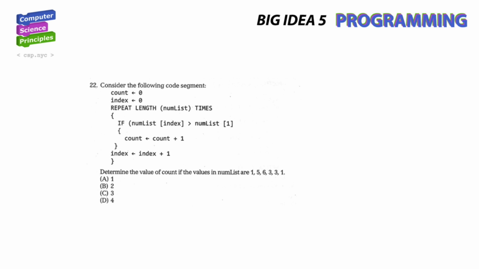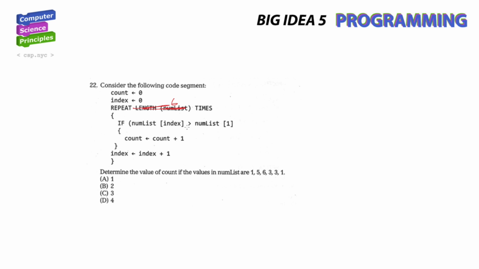Okay, here's 22. Consider this code segment and determine the value of count if the numbers are 1, 5, 6, 3, 3, 1. So repeat length numlist times. So numlist is 1, 5, 6, 3, 3, 1. This is going to repeat 6 times, since the length of numlist is 6. So the count is 0 and the index is 0.